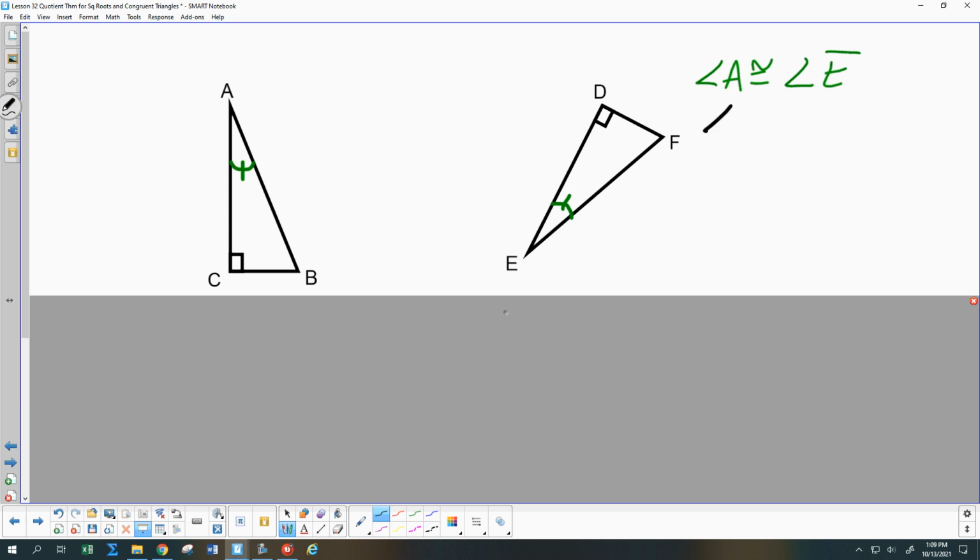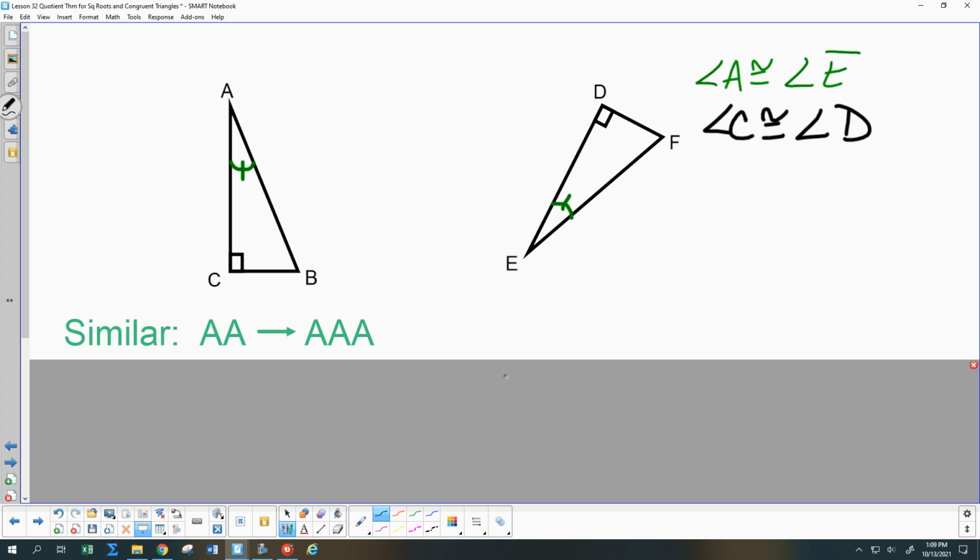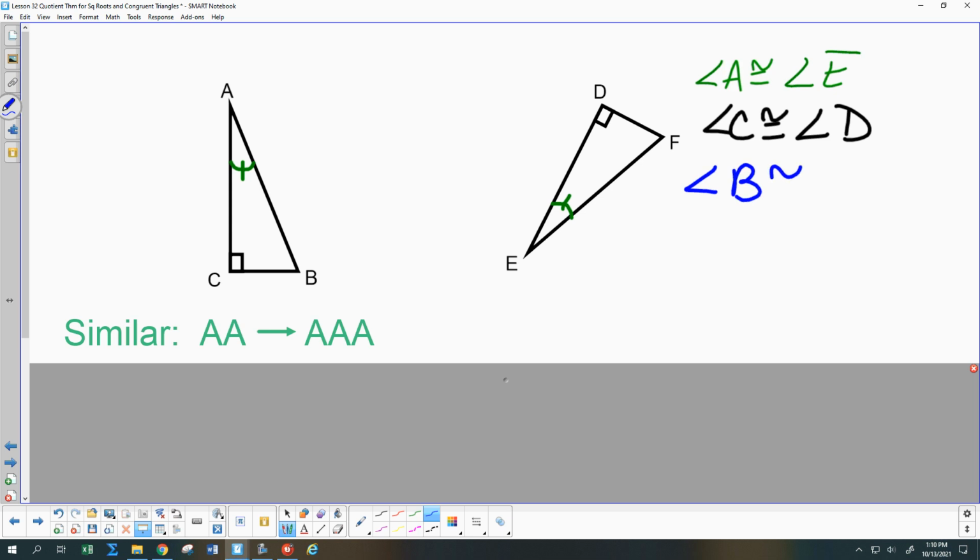So I know that angle C is congruent to angle D. And then AA implies AAA. My two blank ones have to also match up. So angle B and angle F have to also be congruent. So I know all my angles match up. So far that just says they are similar.